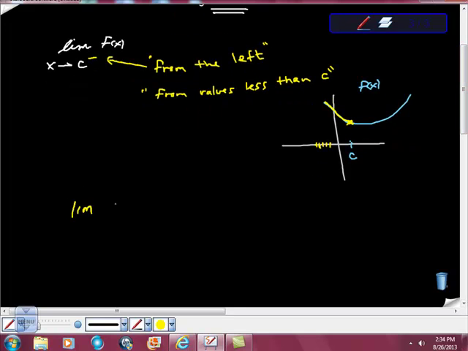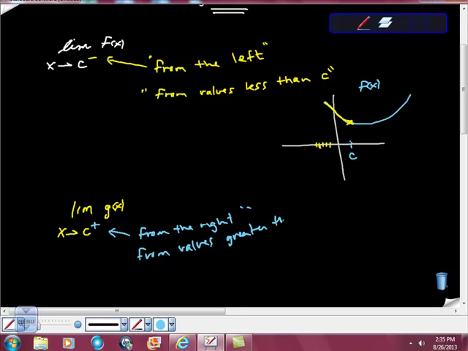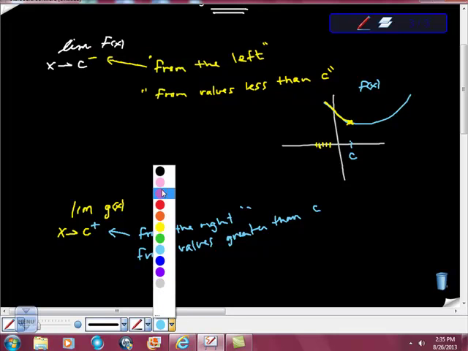So I say, what's the limit of g of x as x approaches c from, and you have put a positive sign here. Well, this is red. This blue indicator here changes the reading of it to include from the right, or from values greater than c.